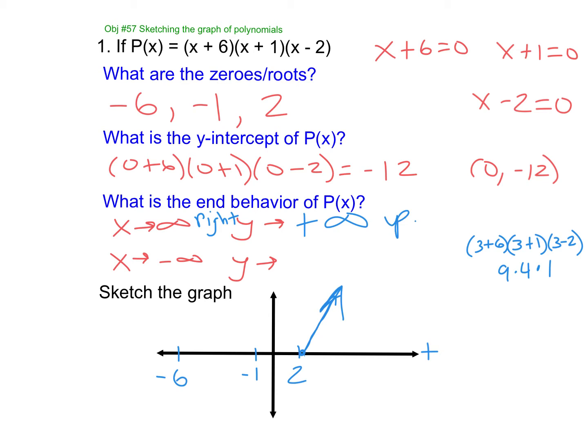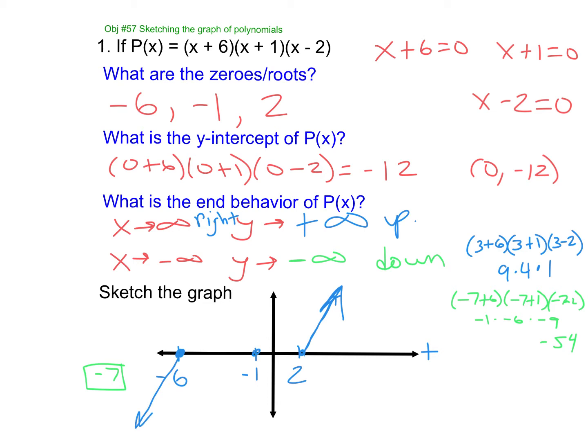Now, if I plug in a negative, pick something far to the left of -6, -7. If I plug in -7, so -7 plus 6, -7 plus 1, -7 minus 2. So that's -1 times -6 times -9. That's -54. That's a negative. So this time we're going to the negative side. So that's -infinity, or my y is going down. So at -6, I'm going to put my dot, and it's going down.